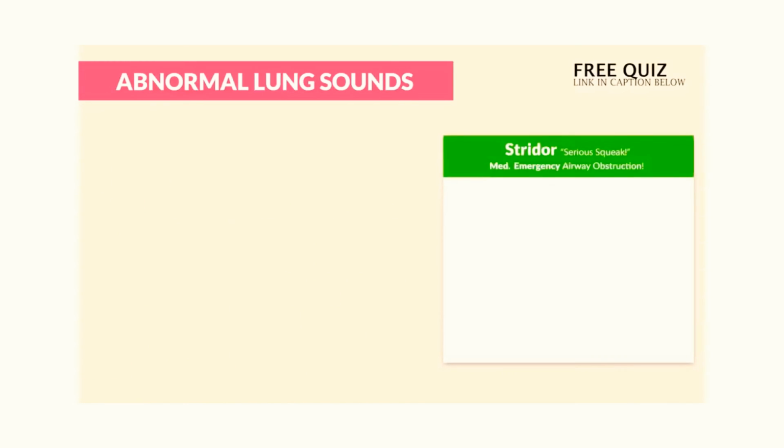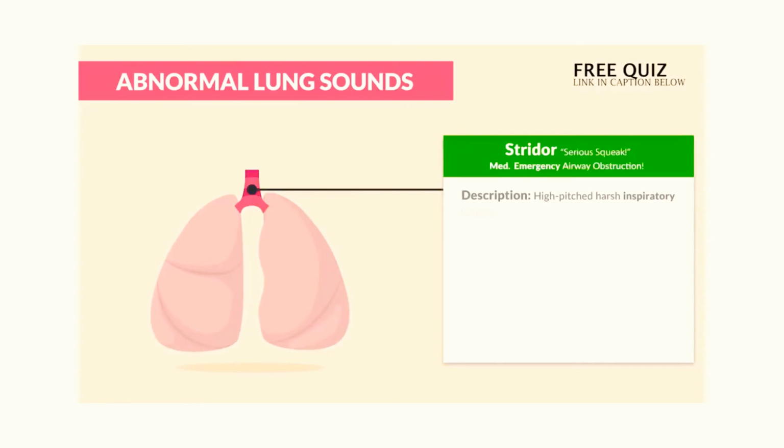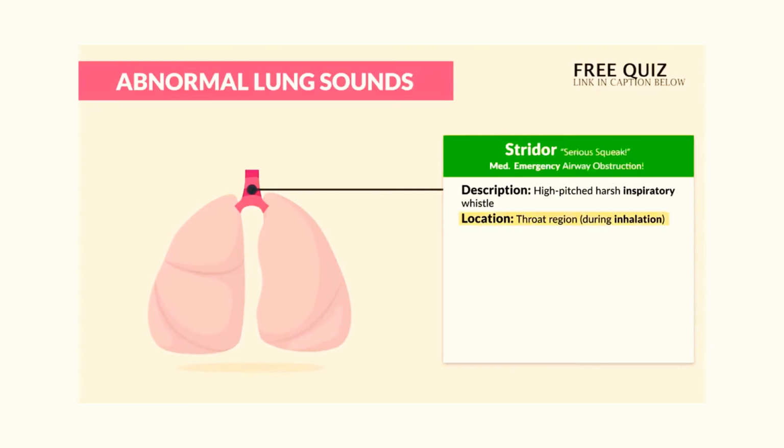Next, we have stridor, which we call the serious squeak. This one is a medical emergency because it indicates an airway obstruction, sounding like this. As you can hear, it's described as a high-pitched, harsh, inspiratory whistle. The key term there is inspiratory, when you breathe in. Now, it's located near the throat region during inhalation.